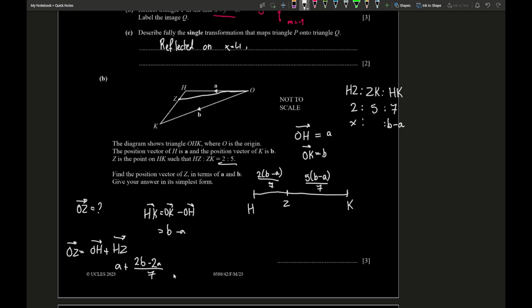7. We can split this fraction, so A minus 2A over 7 plus 2B over 7. 1 minus 2 over 7 is equal to 5 over 7. So the answer is 5A over 7 plus 2B over 7. Okay, the position vector OZ.